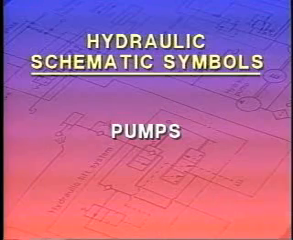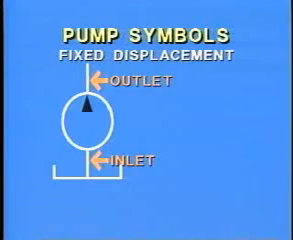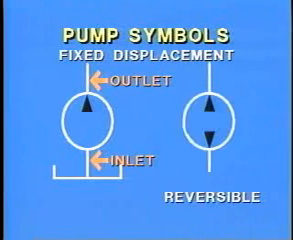There are many basic designs of pumps. A simple fixed displacement pump is shown as a circle with a black triangle that is pointing outwards. The black triangle is like an arrowhead and points in the direction that the oil will flow. If the pump is reversible or designed to pump in either direction, it will have 2 black triangles in it, and they will be opposite each other.